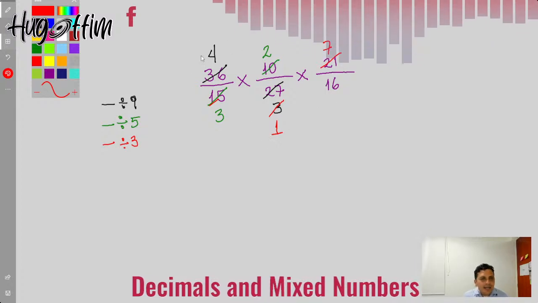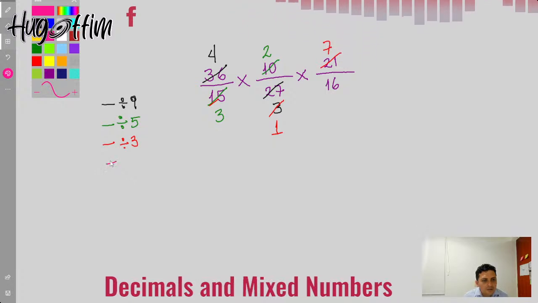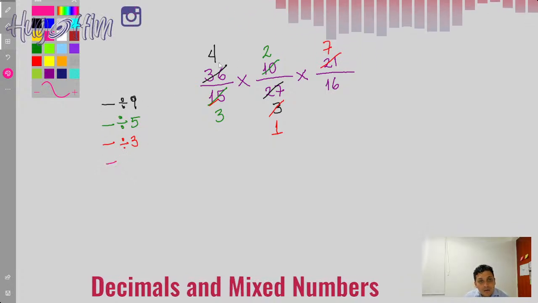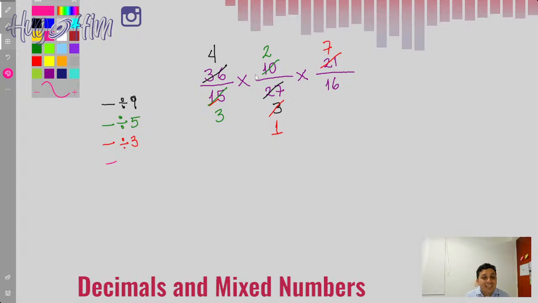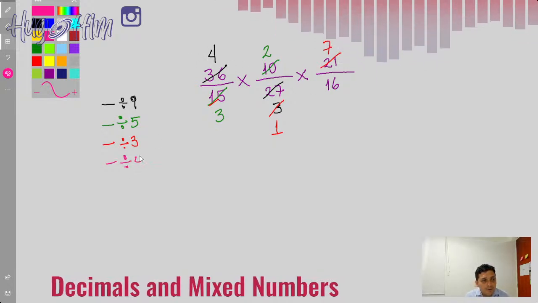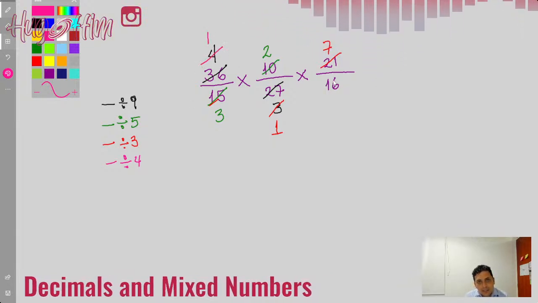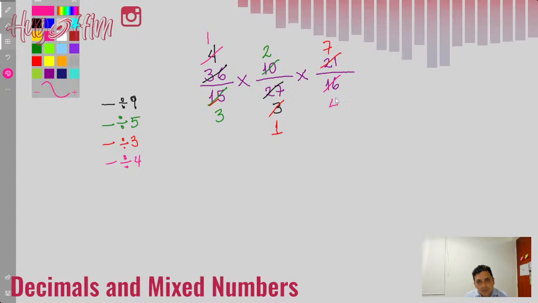And try to find out more common factors. I'm going to use now this color to find another common factor. For example, between this 4 and this 16, I have another common factor that is 4, right? So I'm going to divide by 4. So 4 divided by 4 is 1, 16 divided by 4 is going to be 4.